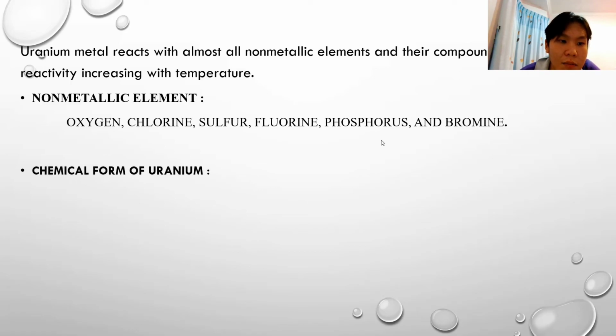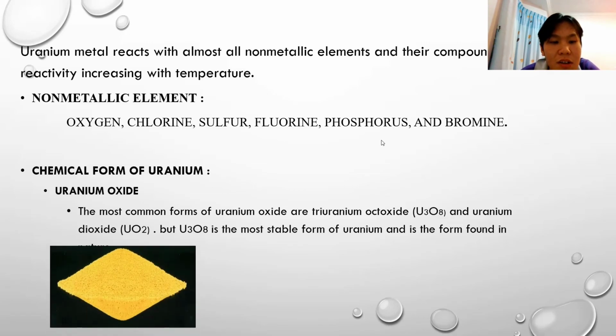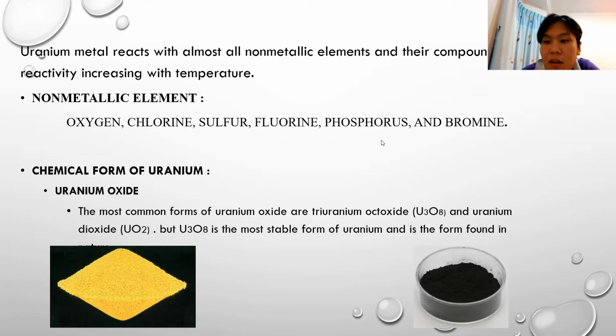Now let us talk about the chemical forms of uranium. The first one is uranium oxide. The most common forms of uranium oxides are triuranium octoxide and uranium dioxide. But triuranium octoxide is the most stable form of uranium and is the form found in nature. This is the image of triuranium octoxide, and its color is yellow. Then the second image is uranium dioxide, which is black.